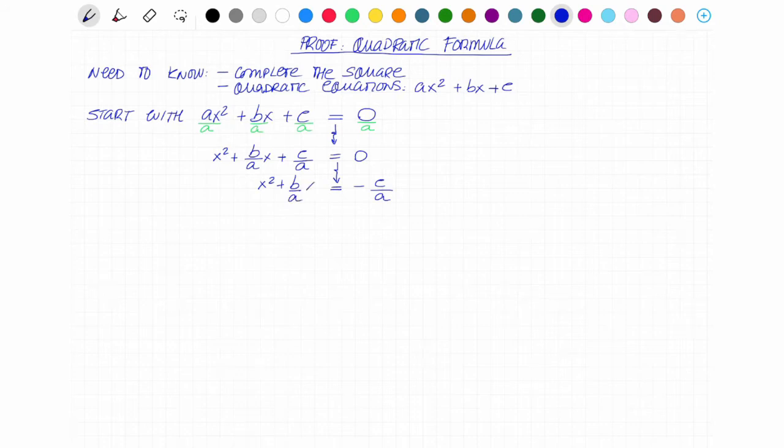The next step for us is going to be moving the independent coefficient to the other side. So we leave only terms of x in this side. And this lets it ready to come here and complete the square.